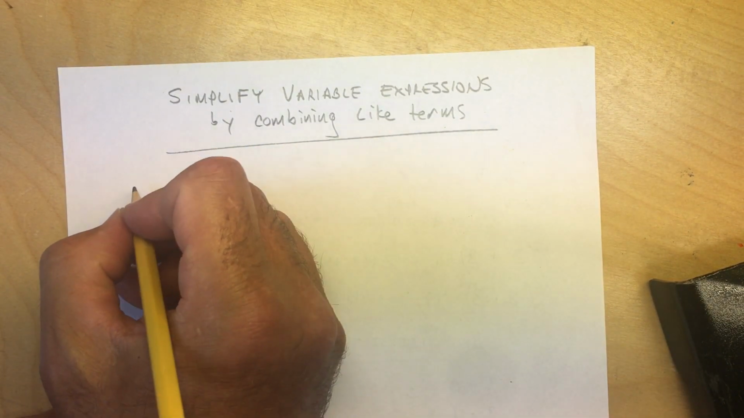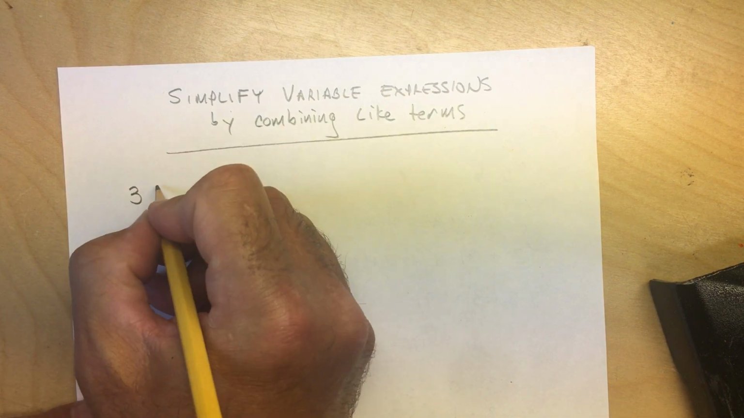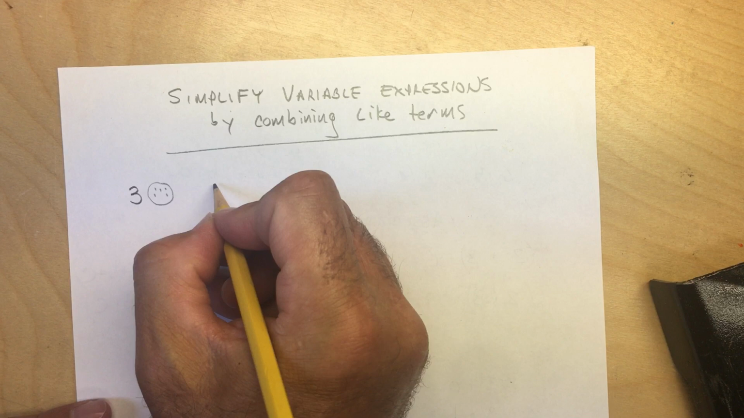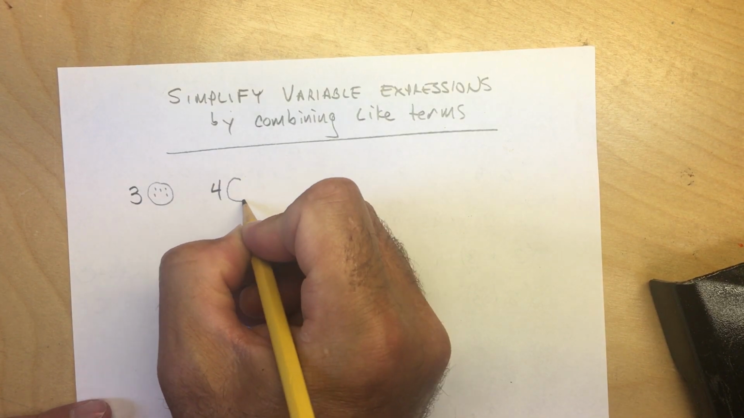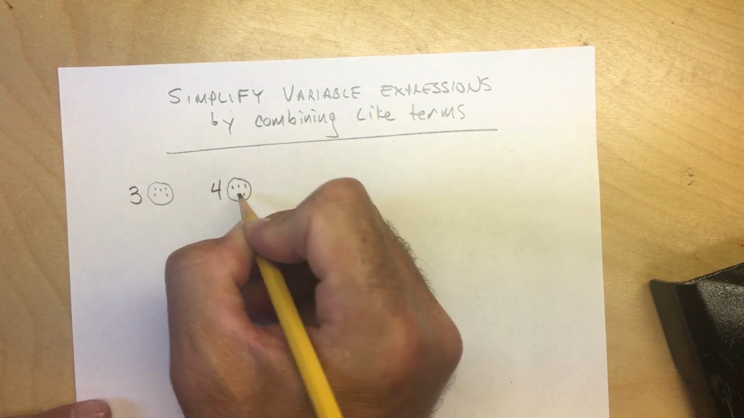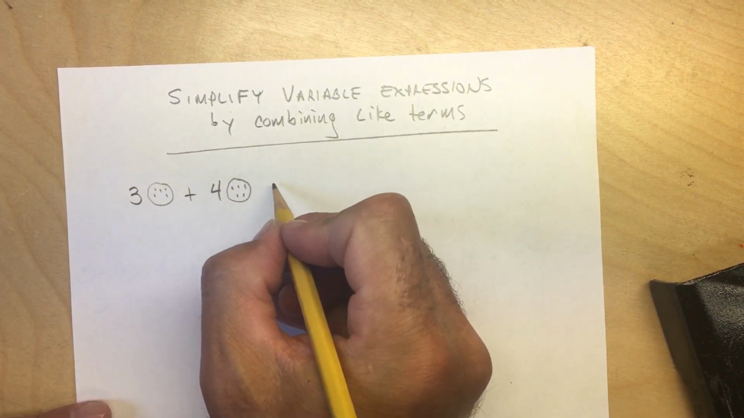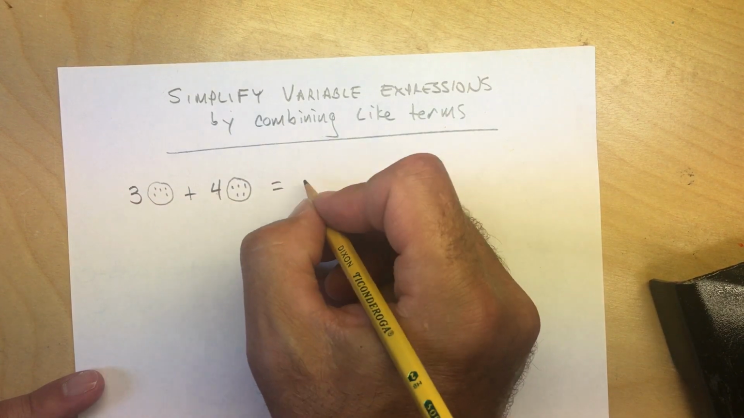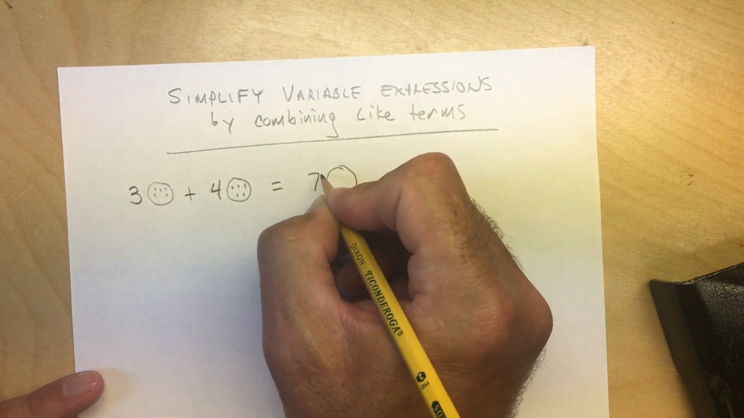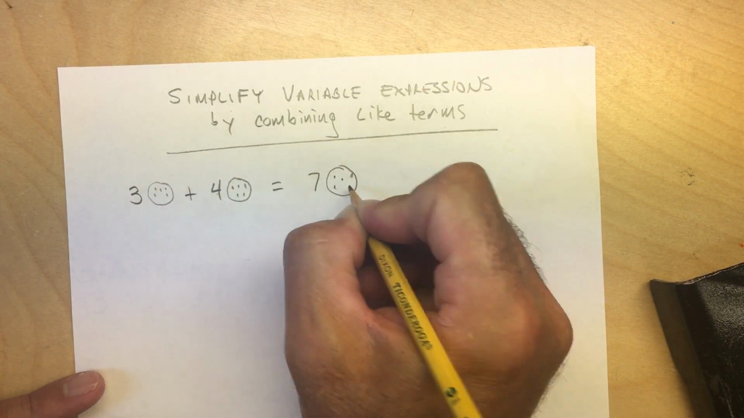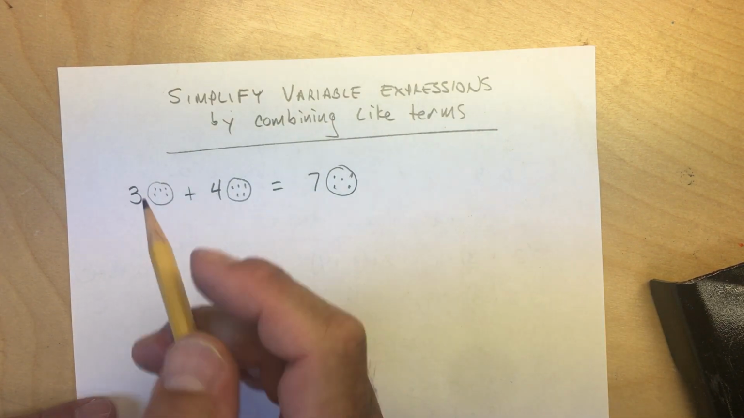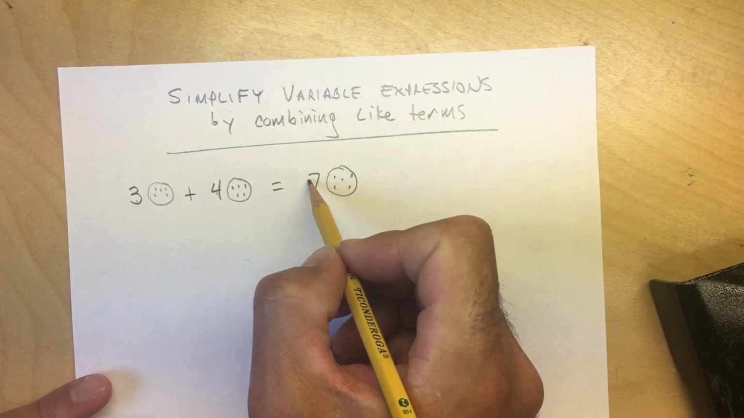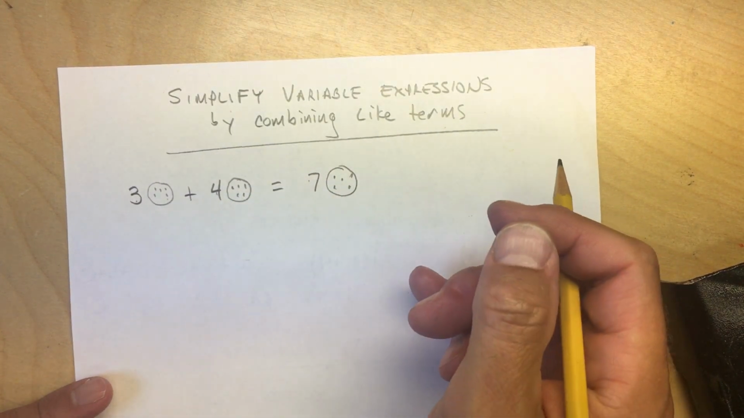Let's say that we have 3 chocolate chip cookies, and over here we have 4 chocolate chip cookies. How many chocolate chip cookies do we have altogether? Well, we have 3 plus 4. We have 7 chocolate chip cookies. Now, this 3 and this 4 and the 7 are called the constants. In this case, the cookies are the variables.